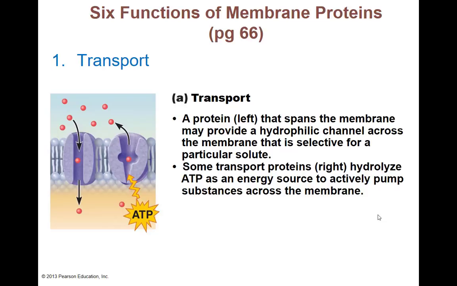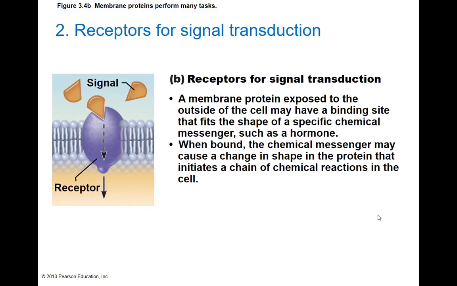You could be transport. It's usually your transmembrane ones that go all the way across, moving things, whether red circles or whatever it is. They could be receptors. This particular protein is receiving information from the signal, whatever that little wedge thing is. When it receives the signal, it sends information inside the cell and will cause some type of chemical reaction to happen. It's kind of like, I'm just waiting for the signal to come along, then I'm going to stimulate some other type of chemical reaction in the cell.